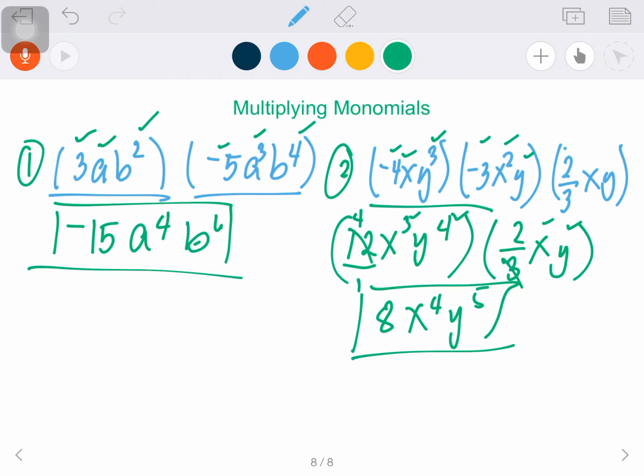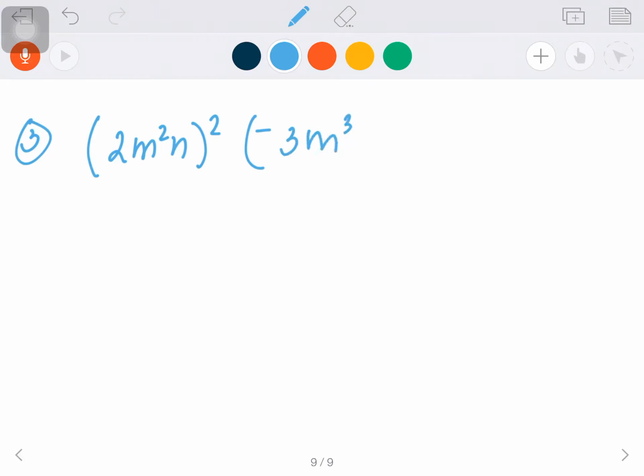So far, so good for the first two examples. Let's take it a little higher. Let's say, for example, let's have quantity 2m squared n, quantity squared, and multiply that to negative 3m cubed n. Now you noticed here that the first factor is already a power raised to another power.